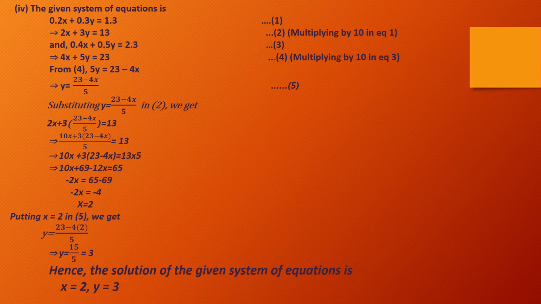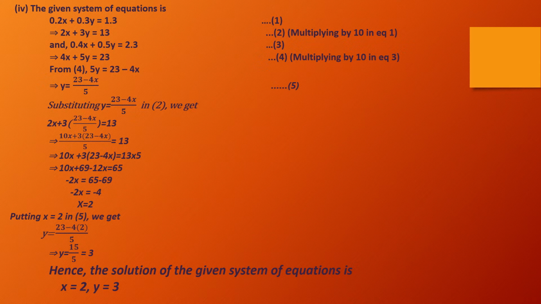Now I consider 0.4x plus 0.5y equals 2.3 as equation number 3, and I multiply this whole equation by 10 on LHS and RHS, so I get 4x plus 5y equals 23, and I consider this as equation number 4. Now we have to solve this pair of linear equations in two variables by the substitution method. So I take equation number 4. I can write 4x plus 5y equals 23 as 5y equals 23 minus 4x. On solving, we get y equals (23 minus 4x) by 5, and I consider this as equation number 5.